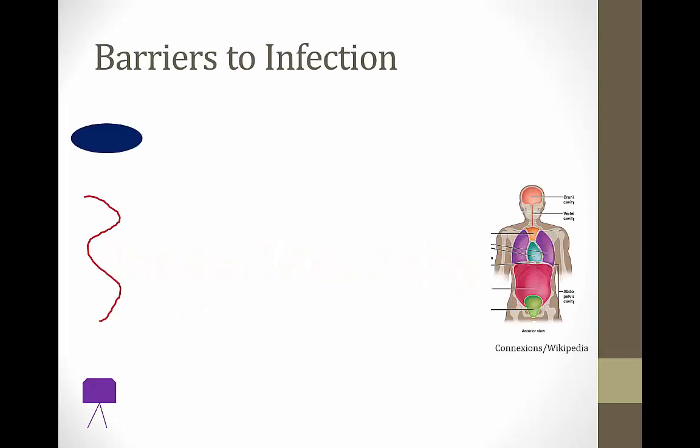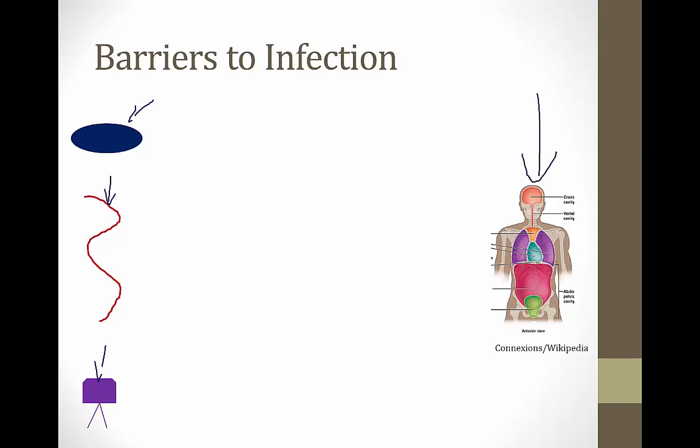The easiest way to understand the immune system at a basic level is to think of it as a series of barriers to infection. So let's imagine, for example, that we have a bacteria here, or maybe a helminth like I've drawn here, or maybe a virus like I've drawn here, and these pathogens want to get inside the body because inside the body they can grow and thrive.